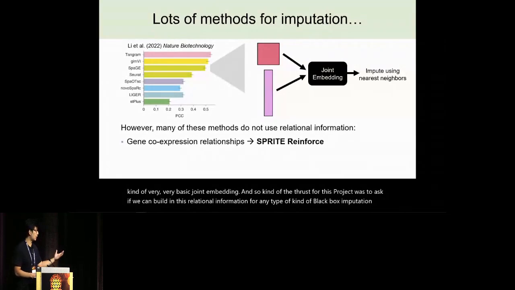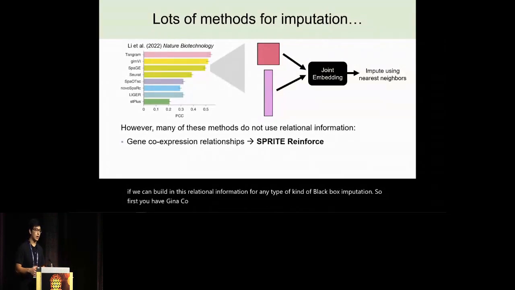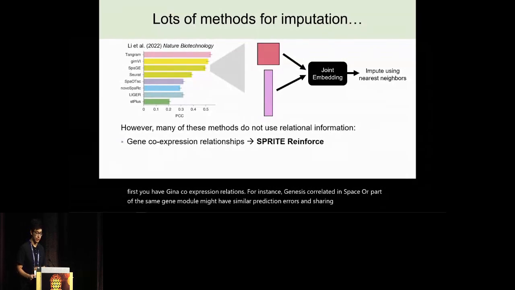So first you have gene co-expression relations. For instance, genes that are correlated in space or part of the same gene module might have similar prediction errors, and sharing that information during prediction could maybe improve those predictions. We encode this in the reinforced step in the SPRITE algorithm I'll talk about later.